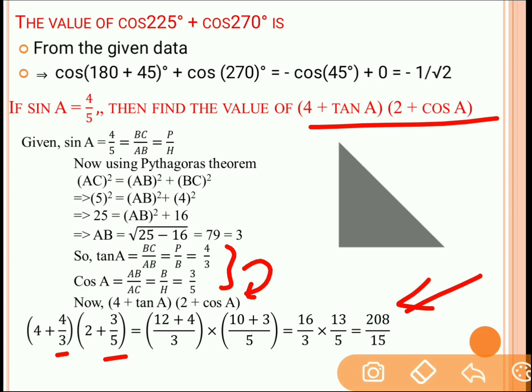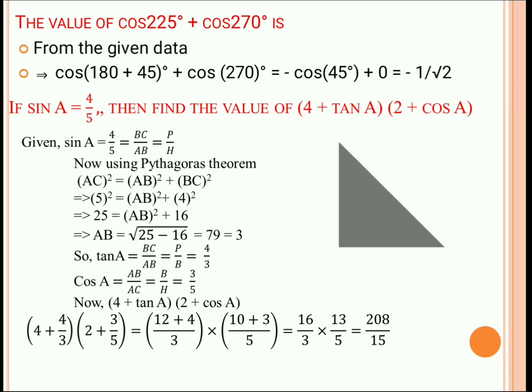So in this kind of problem, whenever any one trigonometric relationship is given and the value of that trigonometric relationship is given, then the first step is to form the right angle triangle and find out the other trigonometric relations from the given expression. Now let's move to the next example.